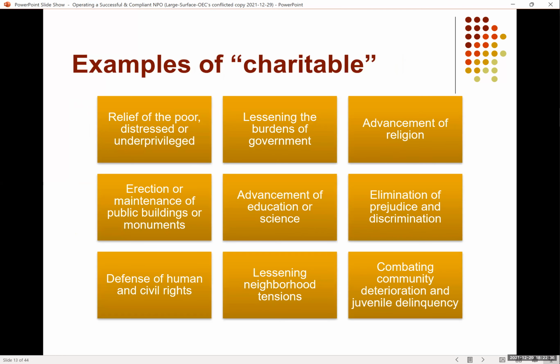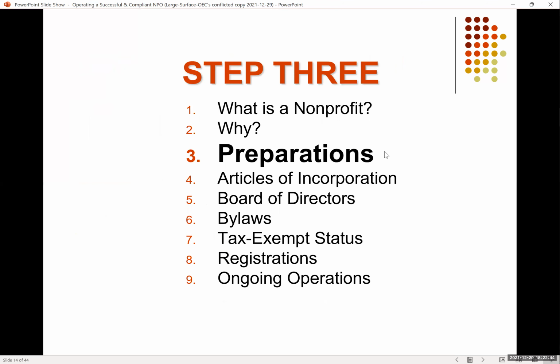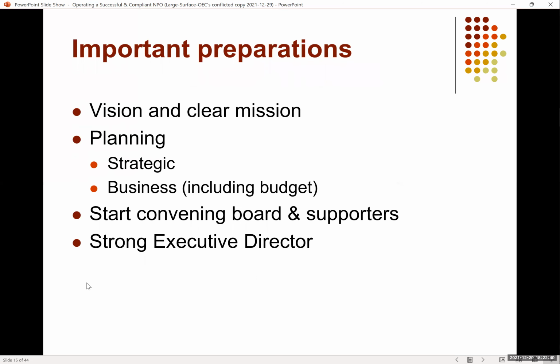So here are some examples of what is considered charitable by most states and the IRS. Of course, religion, but that's different. They're ecclesiastical organizations.